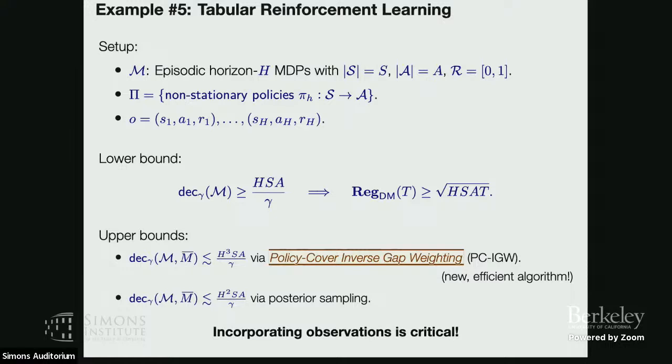And this is a trivial observation, but a point I want to mention here is that incorporating the observations in this setting is critical, right? If I do RL, but I only see rewards and no trajectories, you do need to pay exponential in the horizon. This is not a tractable problem. So you really need to be able to see the trajectories to do credit assignment.